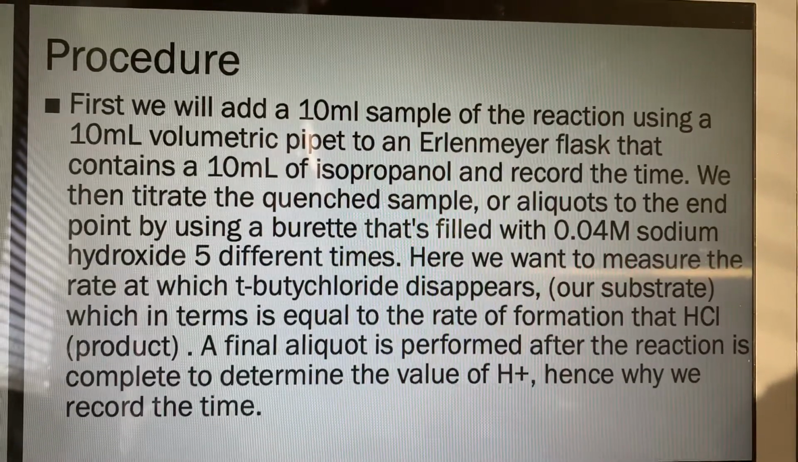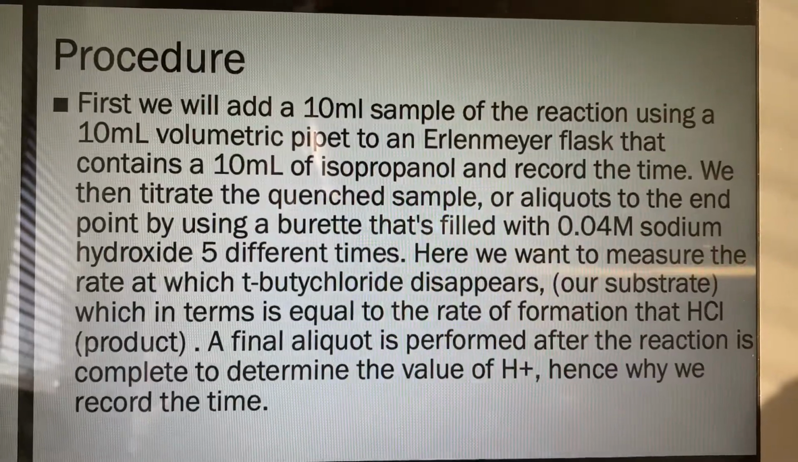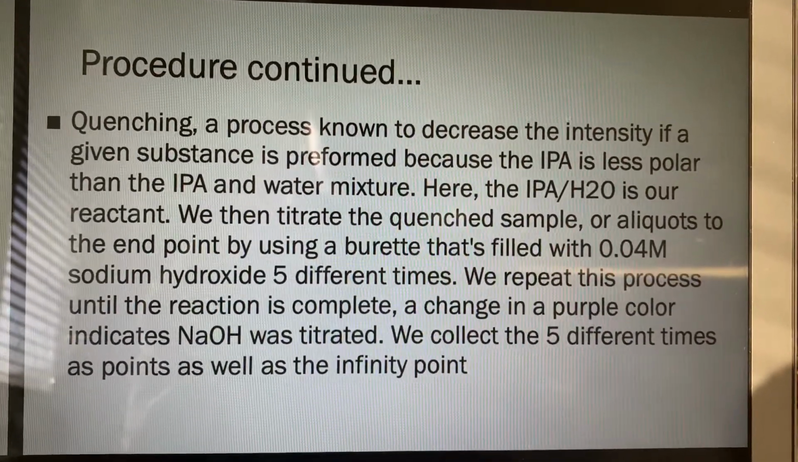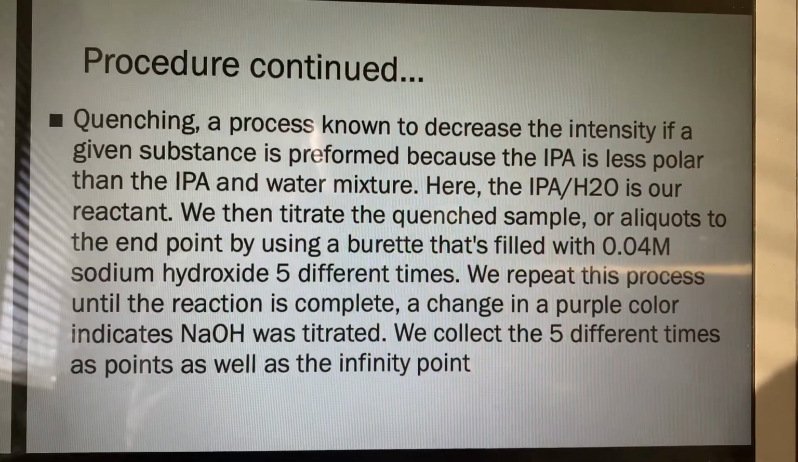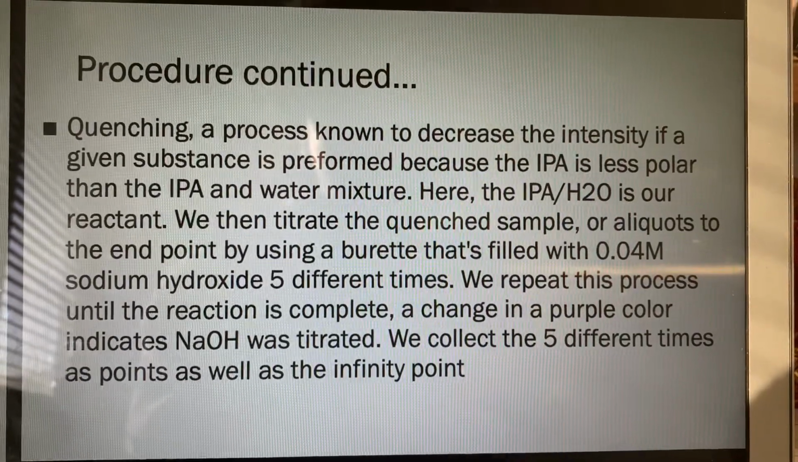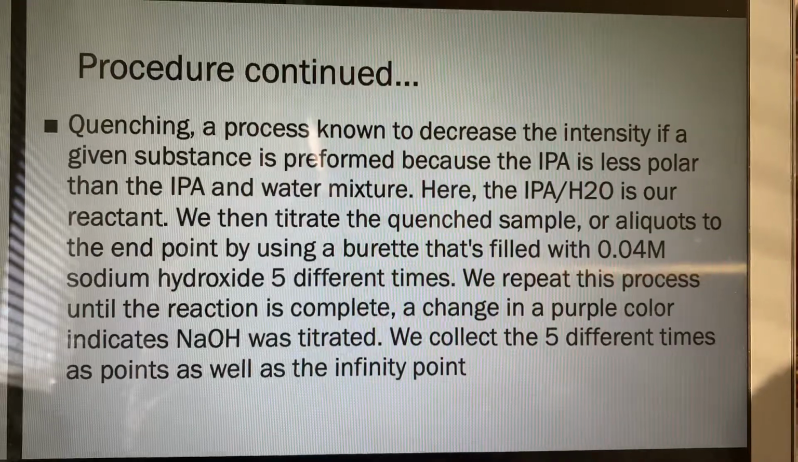A final aliquot is performed after the reaction is complete to determine the value of H+, hence why we record the time. Quenching, a process known to decrease the intensity of a given substance, is performed because the IPA is less polar than the IPA and water mixture. Here, the IPA and H2O is our reactant.